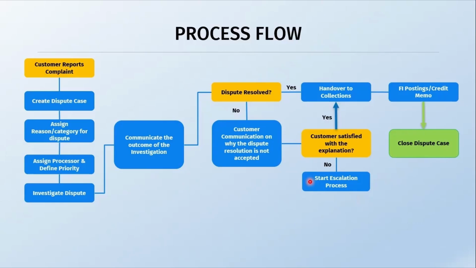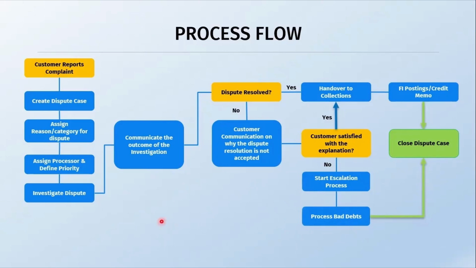Even after that, if there are any unresolved or irrecoverable amounts, the case can lead to bad debt processing as well. After the escalation process, if the customer agrees to pay, then again we hand it over to the collection. And if the amount is not recoverable, suppose the customer has gone bankrupt, then we process the bad debts in the system. We have some configuration in the system from where we process the bad debts. It not only automatically closes the dispute case, but also posts the FI accounting document and clears the open item from the FI side. And once that is done, we proceed to close the dispute case.